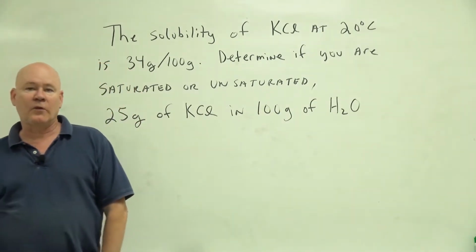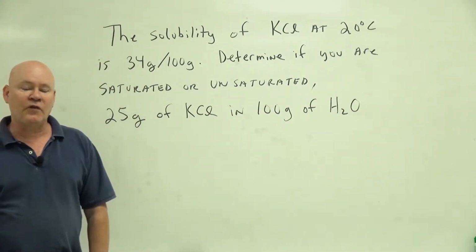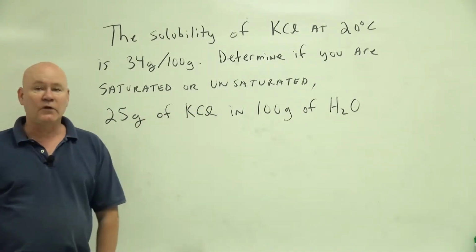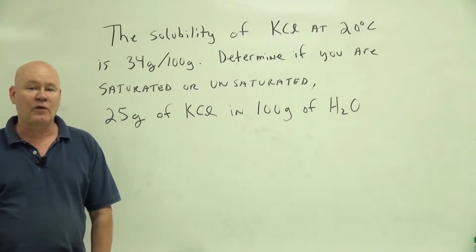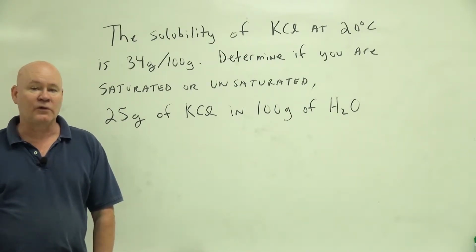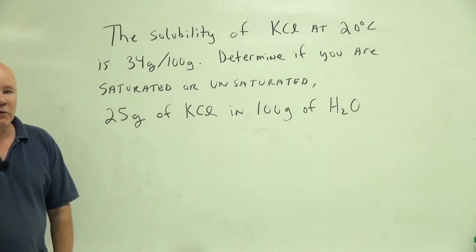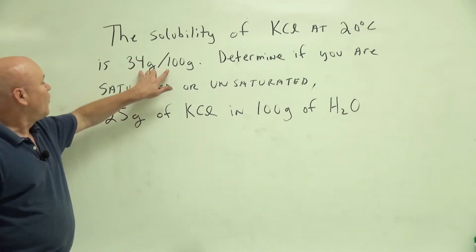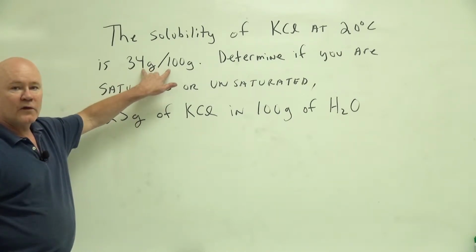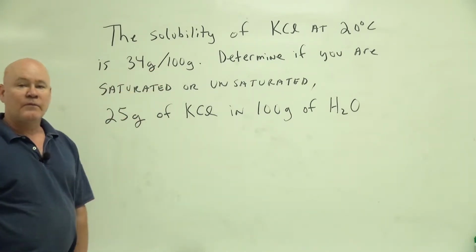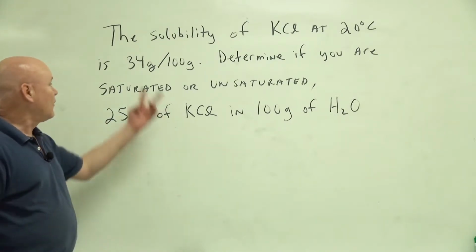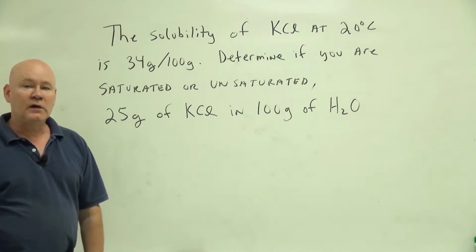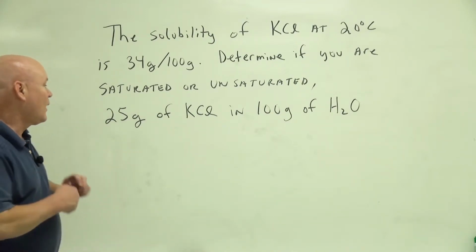Now, the way we're going to determine whether something is saturated or unsaturated is we go ahead and figure out from our problem here, how many grams per 100 grams of water do we have actually that we're trying to dissolve? And then we'll compare that number to the solubility. If the number is equal to or greater than the solubility, then it must be saturated. And if it's less than the solubility, then it's going to be unsaturated. So let's go ahead and do that.